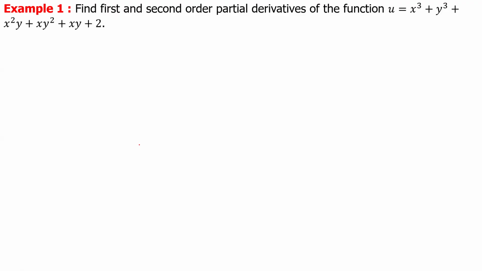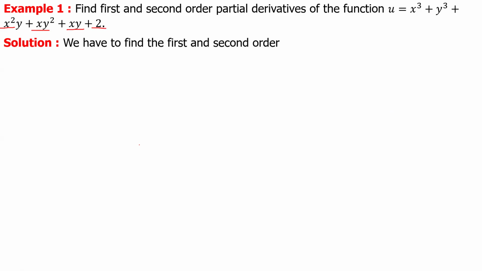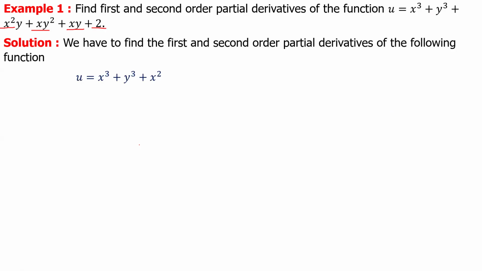Find first and second order partial derivatives of the function u is equal to x cube plus y cube plus x square y plus xy square plus xy plus 2. We have to find the first and second order partial derivatives of the following function. U is equal to x cube plus y cube plus x square y plus xy square plus xy plus 2. Let us give it equation number 1.